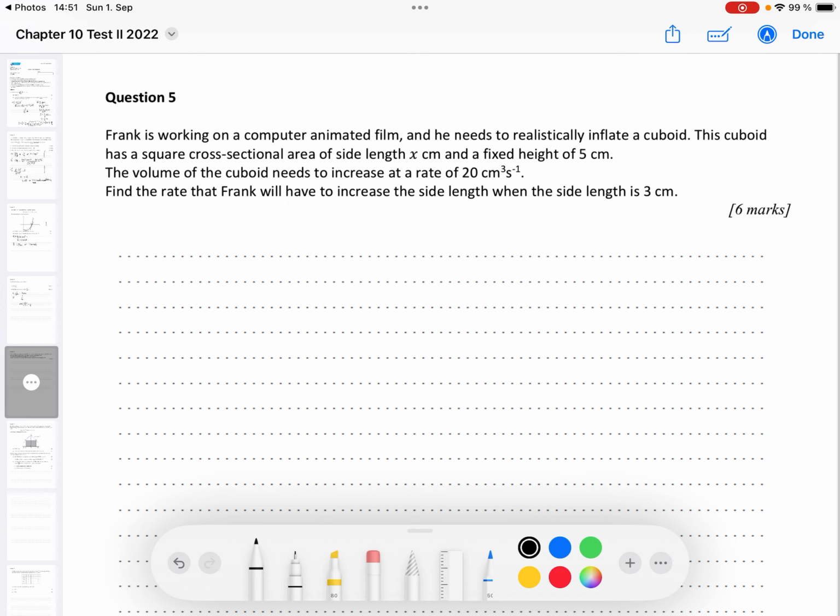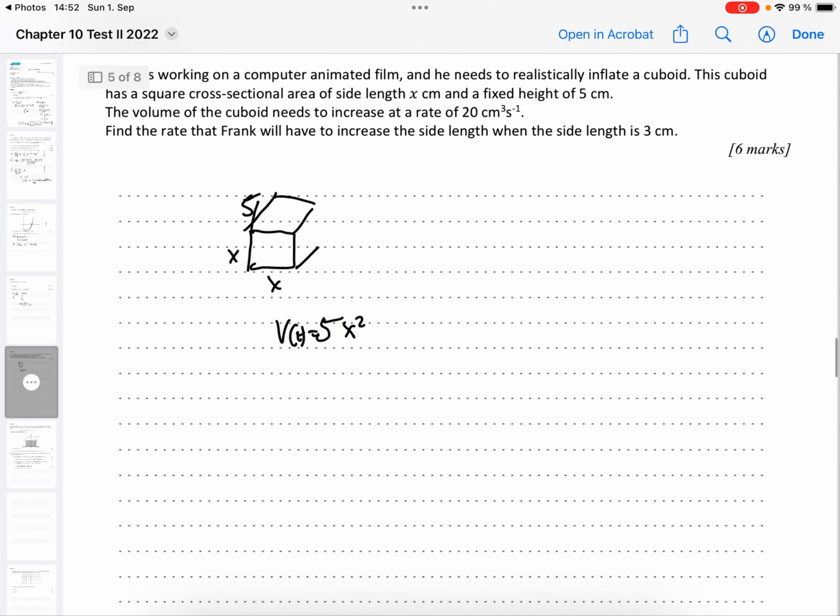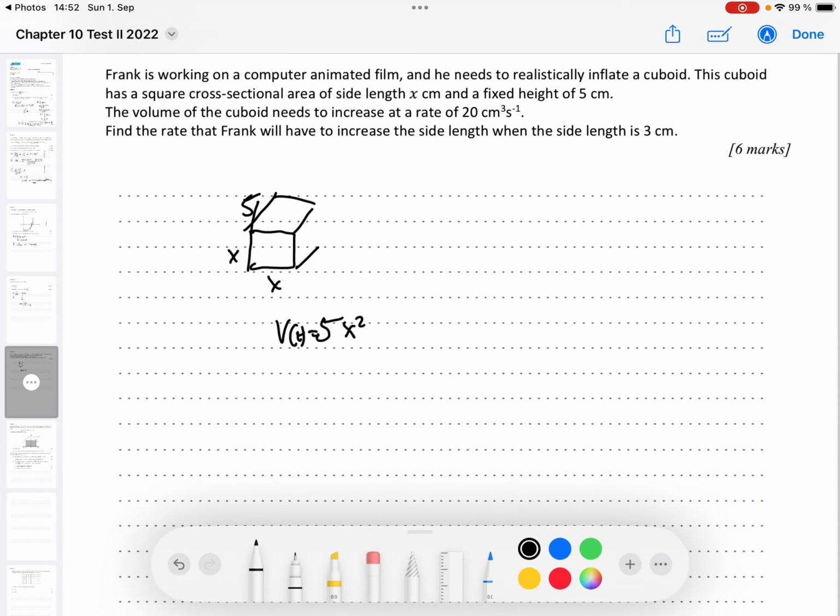So let's just draw this scenario first. It has a square of x centimeters and x centimeters, and it has a fixed height of 5 centimeters. And so now we have to find the volume of this cuboid. The volume will be 5x squared. And here we are given that the volume of the cuboid needs to increase at a rate of 20 centimeters cubed per second. So we need to find the rate that Frank will have to increase the side length.